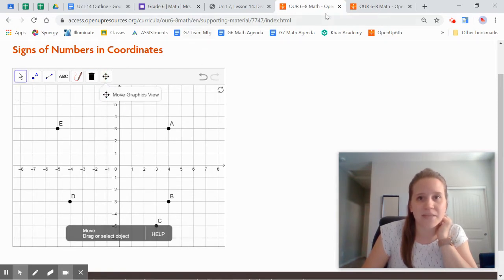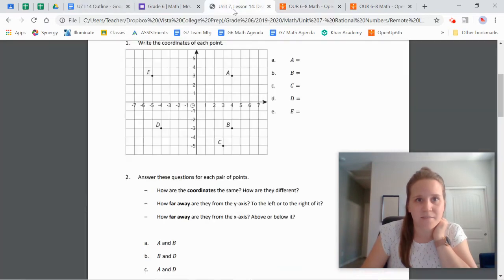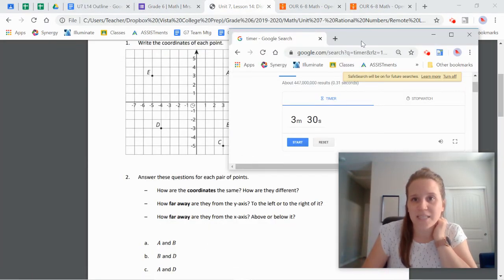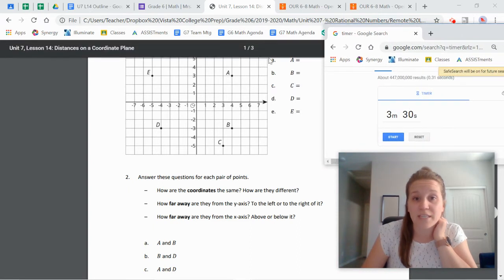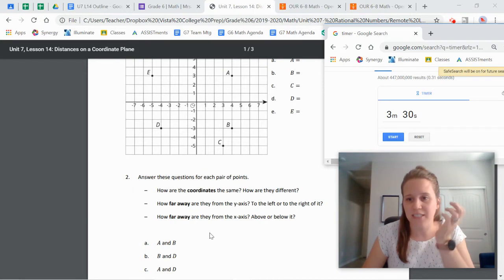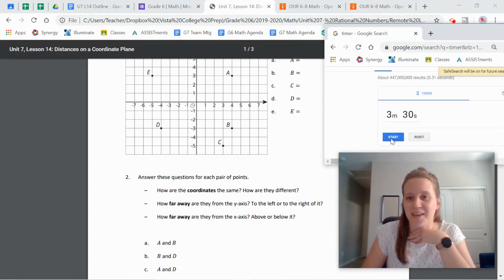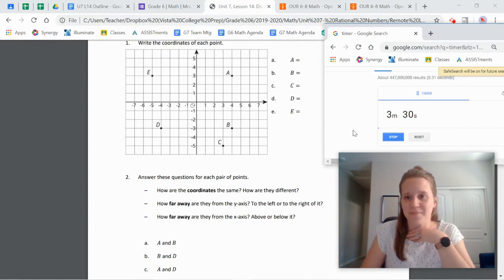All right, I'm going to set a timer. Let me get my instructions back up. I've got 3.5 minutes on the clock to complete question 1 and 2, so the ordered pair for all 5 points, as well as answering these questions on your notes. Go ahead and just record the answers on your notes. Okay, 3.5 minutes. Go ahead.